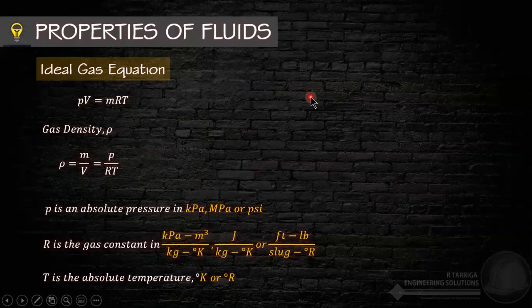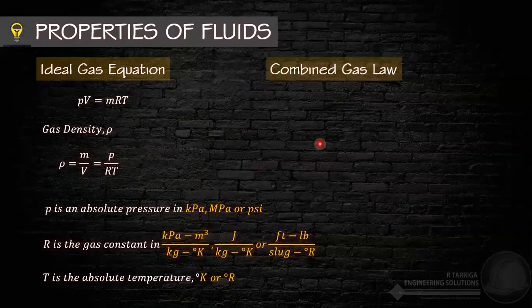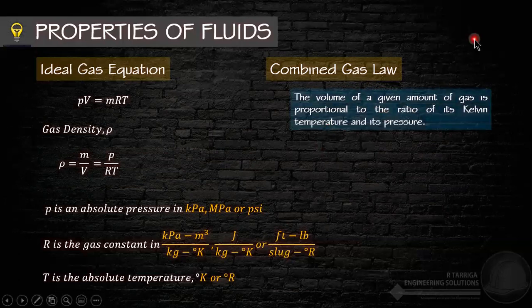Now we will talk about the combined gas law. The combined gas law is derived from, or came up with Avogadro, if I'm not mistaken, I forgot. The combined gas law states that the volume of a given amount of gas is proportional to the ratio of its Kelvin temperature and its pressure. Actually, this is not just Kelvin temperature, this is absolute temperature. Mathematically stated, the volume is proportional to temperature over pressure. Meaning, the volume is directly proportional to the temperature and inversely proportional to the pressure.